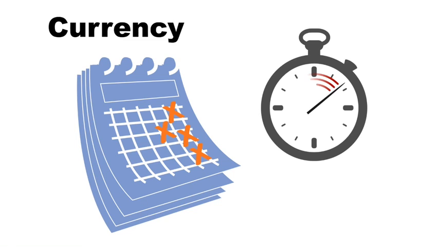The first test element is currency. This refers to the age of the information source and whether there have been updates with newer information. Have you ever seen a news report posted on social media only to find out the story is 10 years old? When evaluating currency, ask questions such as, when was the information published or posted? What does the date line or timestamp indicate?